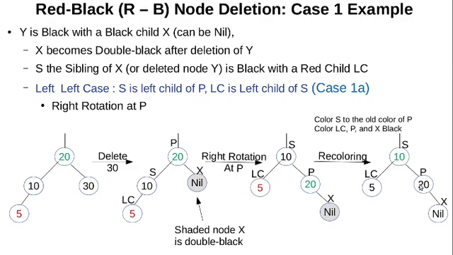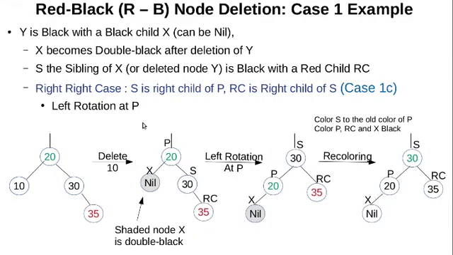P is colored black to compensate for the reduced blackness after deletion of black node 30. Now X is not required to contribute double black, hence it is colored black. The resultant tree is shown on the right, which satisfies all the red-black tree properties.